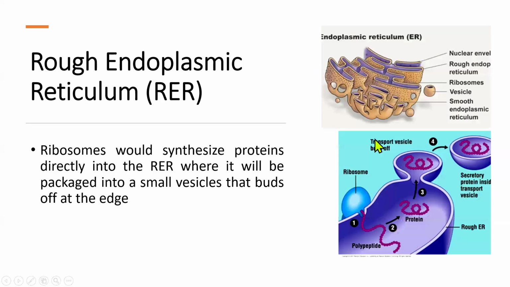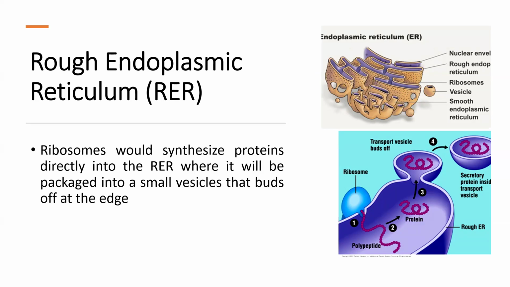And this is, once again, a professional drawing. You can see the rough ER is going to work with the ribosome. The ribosome will be making the protein directly into the ER. And then the protein will move to the edge and the vesicle will bud off from the edge.